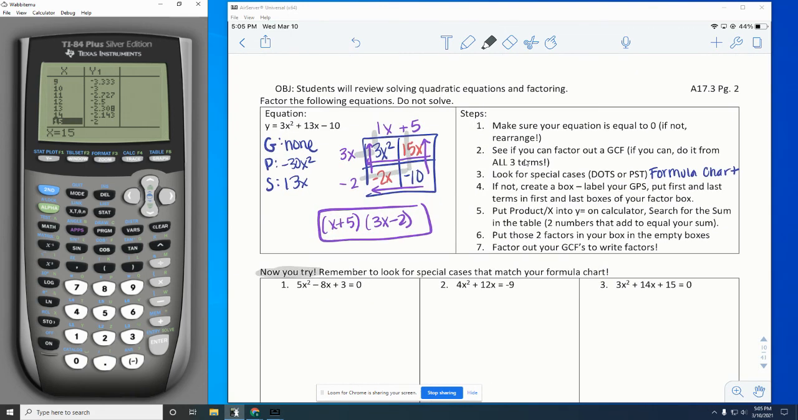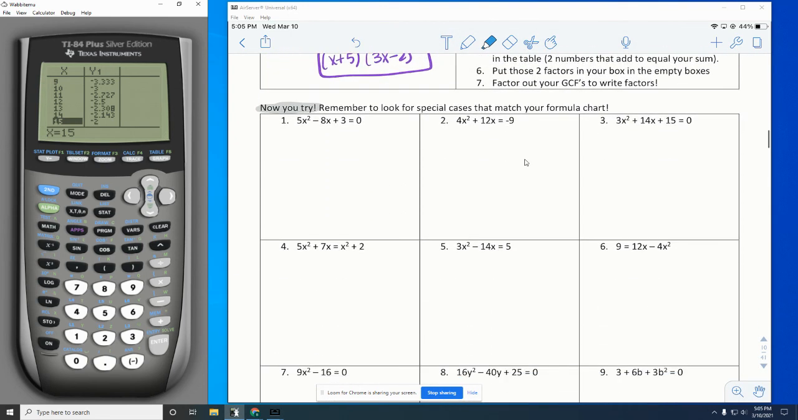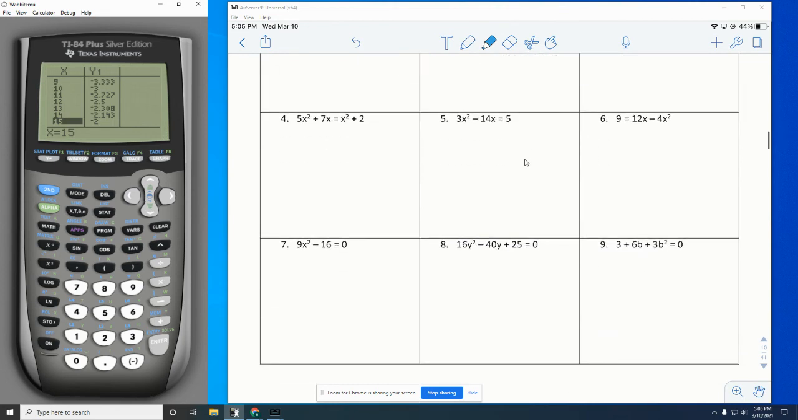So these you are trying in class as well, so there's less of these because they do take a little more time. So make sure you're looking for special cases, but again, if you don't remember those special cases, just use the box to factor.